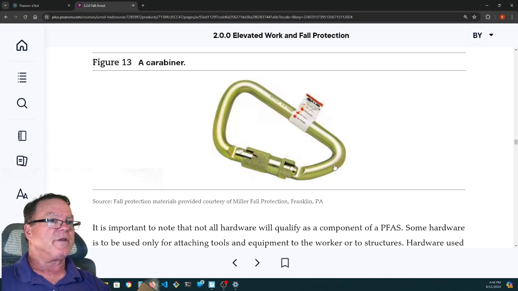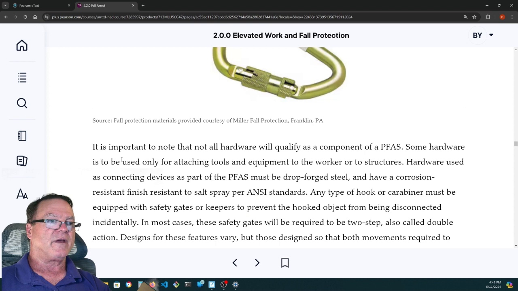There's one of those carabiners. You can't use that. You can't use that. It has to be rated for 5,000 pounds, and I'm sure this one's not. Okay. It's important to note that not all hardware will qualify as a competent component of a personal fall arrest system. Some hardware is to be used only for attaching tools and equipment to workers or to the structure.